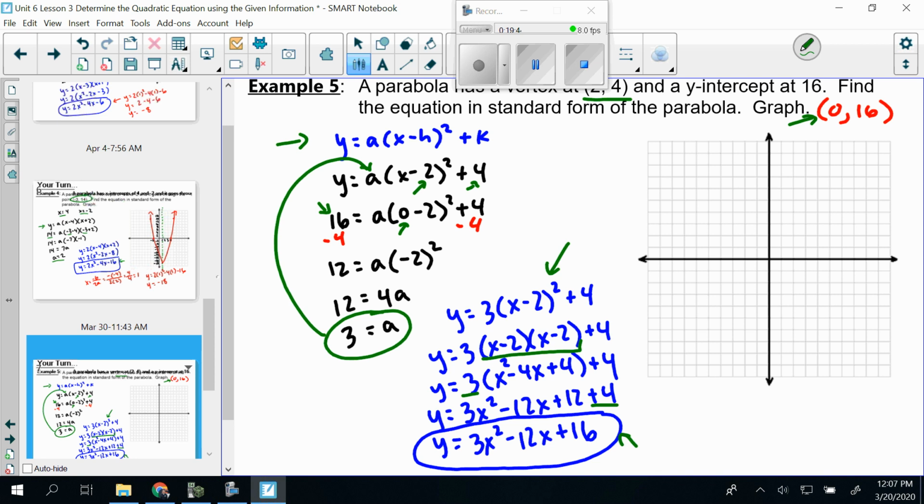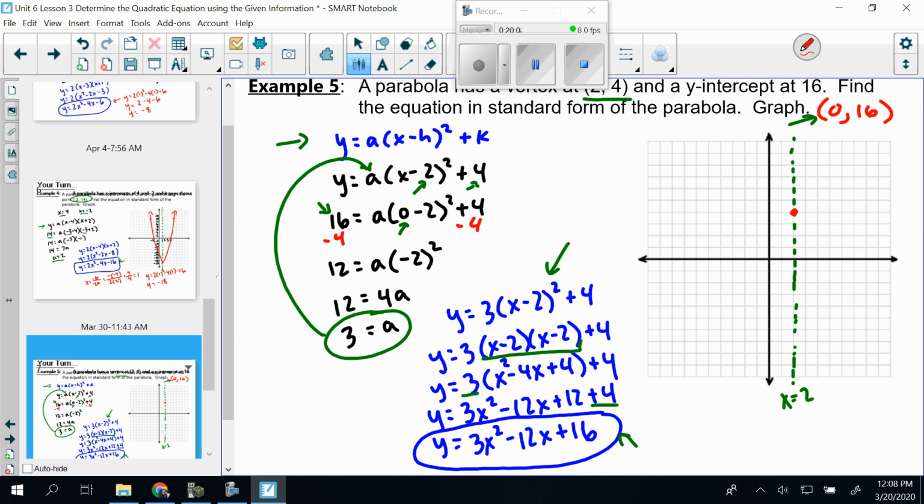To graph that, if the vertex is at 2, 4, that means we know the line of symmetry is at x equals 2 here. We also know that vertex is at the point 2, 4. So right here, we got a point at 0, 16. That's a little bit off our graph.